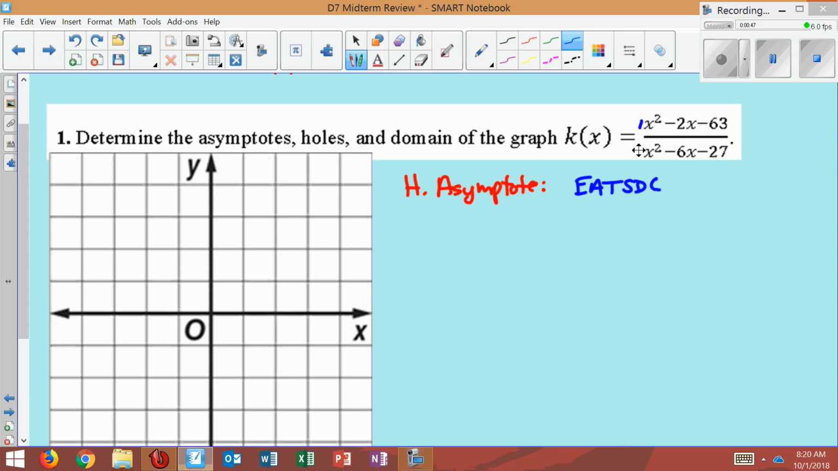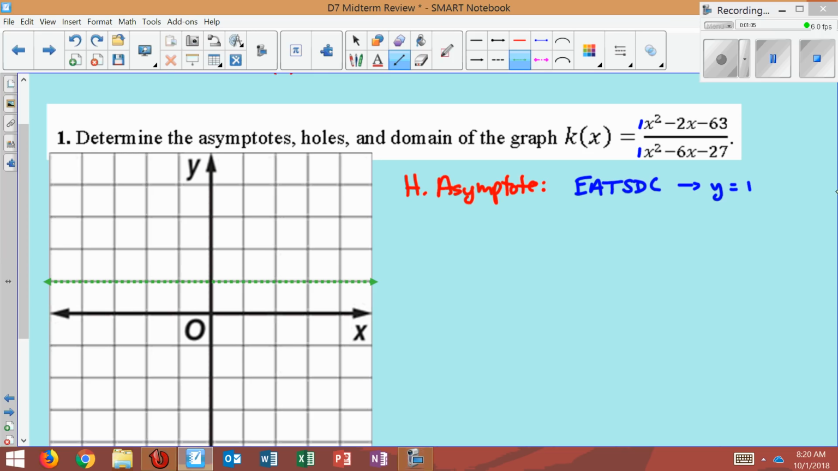So here my coefficients are 1 over 1. And so this means that it's y equals 1, because 1 divided by 1 is 1. That'll be my horizontal asymptote. So if I want to go ahead and put that on my graph here, I know that it's going to approach this horizontally because it's 1 divided by 1 when the powers are the same.